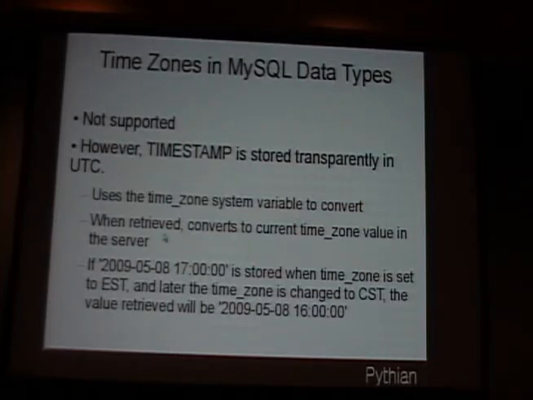Because you don't see this, it can actually be a really weird thing if you change the time zone of the server. So for example, I have this here. If it was May 8th of 2009 at 5 p.m., stored when the time zone was set to EST, Eastern Time, and then later the time zone is changed to Central Time, which is 1 hour behind, the value retrieved actually changes to 4 p.m. Now this is huge. Datetime does not do this, timestamp does. This is not a problem unless you ever might change the time zone of your server, but if you do, it's a big deal.